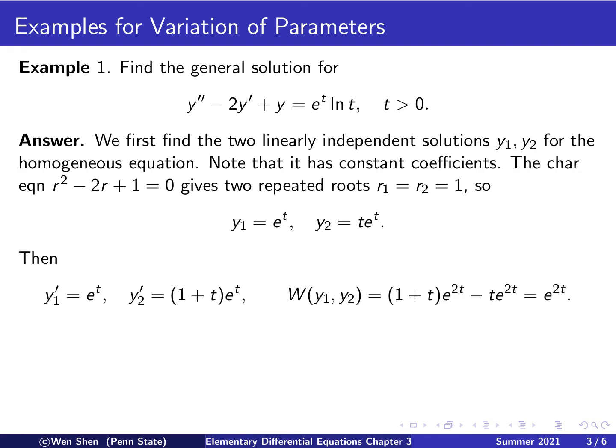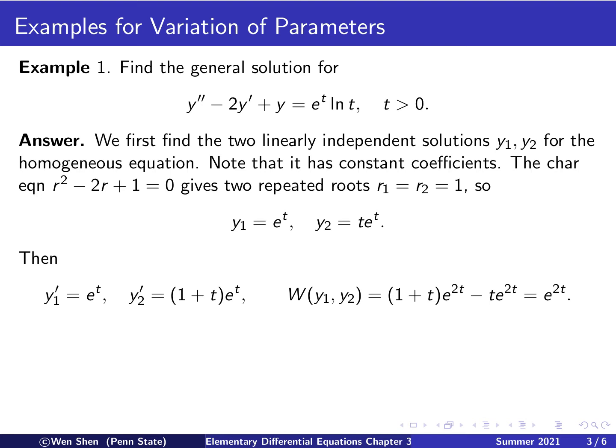Now, since the Wronskian is needed in formula C on the previous page, let's calculate it. So we need y1 prime, which is just e to the t, and take y2 and differentiate it with the product rule. If you differentiate t, you get 1, so you get e to the t plus t times e to the t. So it's 1 plus t times e to the t.